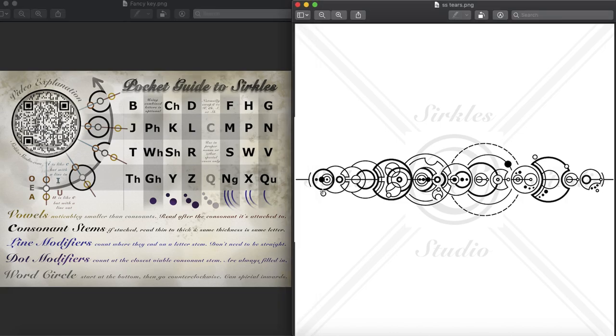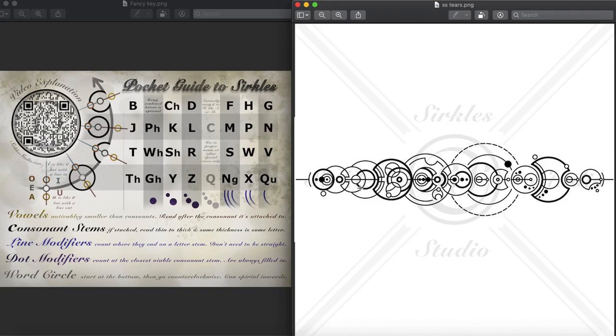So here's the bottom of the word circle. And this is the letter A, again, all by itself. And the only way to start a word with a vowel is to have it all by itself like this. So here's the A, and then we have a double line here. So this is a double consonant stem, and they're both circles inside the word circle. And because they're the same thickness of line, it's the same letter twice. So consonant stems, if stacked, you read thin to thick, and the same thickness is the same letter. So because we know that these are the same letter, these three dot modifiers all go to the same letter. So three dots makes this a double L. So ALL is our first word.